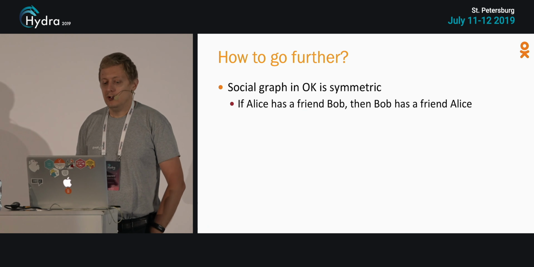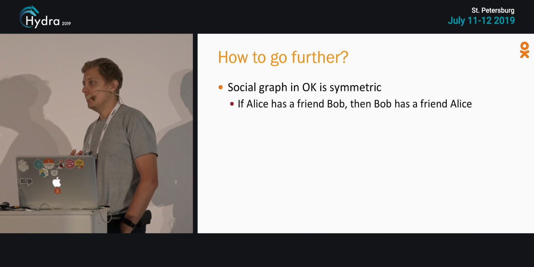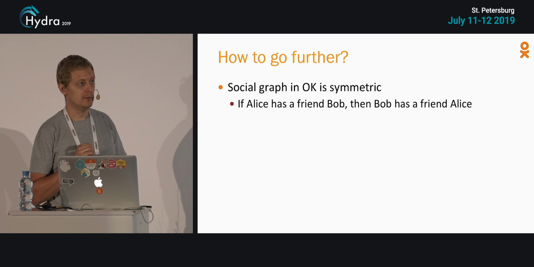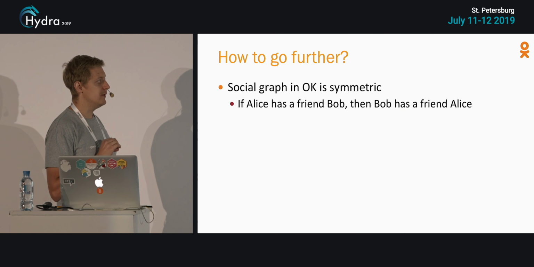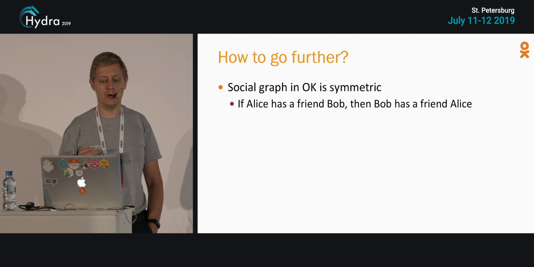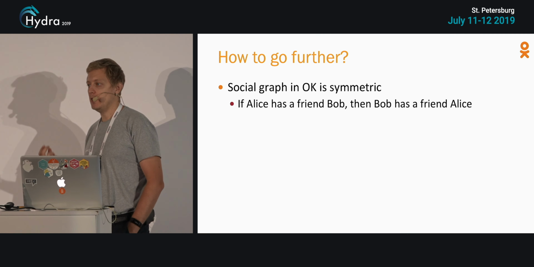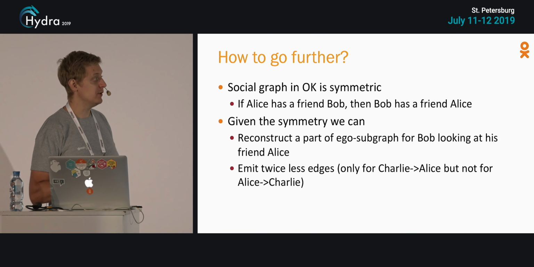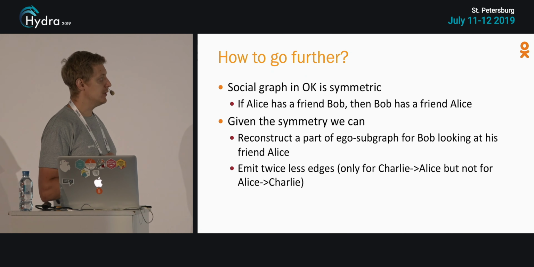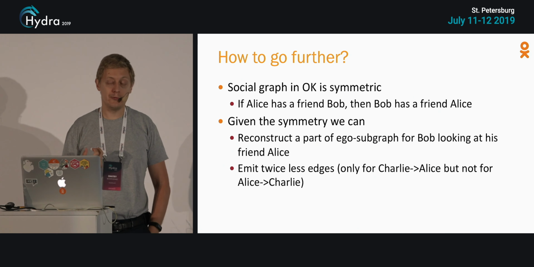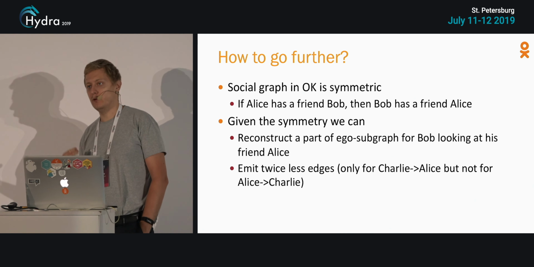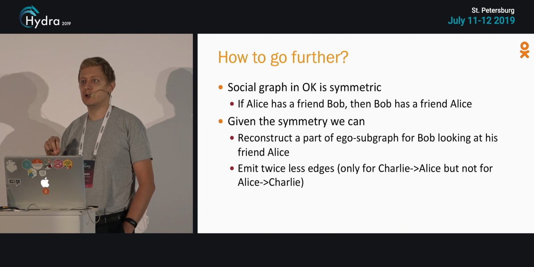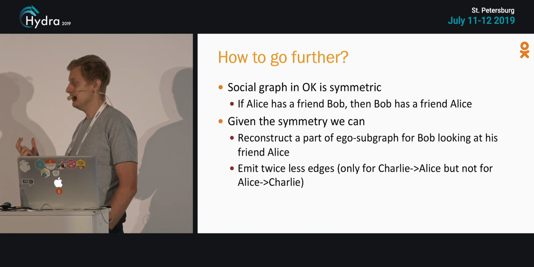In order to do it better, we can rely on some properties of a social graph. In Odnoklassniki, the social graph is symmetric. So if Alice has a friend Bob, then Bob has a friend Alice. Using this property, we can optimize the process. First of all, it means that we can reconstruct the parts of a subgraph for a user by looking not at his social graph, but at the social graph of his friends.